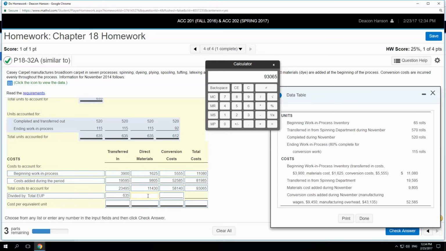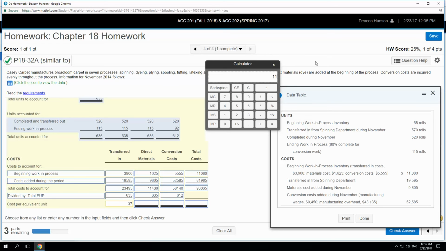635, 635, and 612. And then it's just a matter of doing the division, taking my total cost to account for and dividing by the respective equivalent units of production. Okay, so we'll do the first one, transferred in, 23,495 divided by 635. It's $37 per equivalent unit.